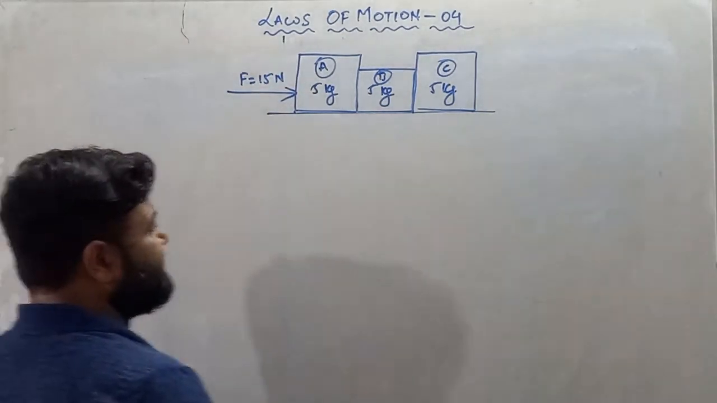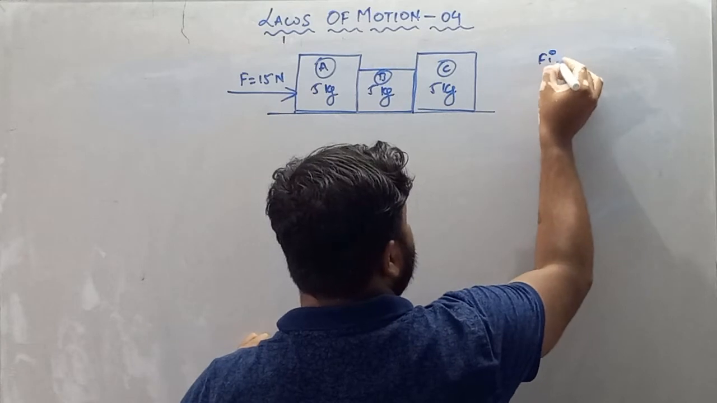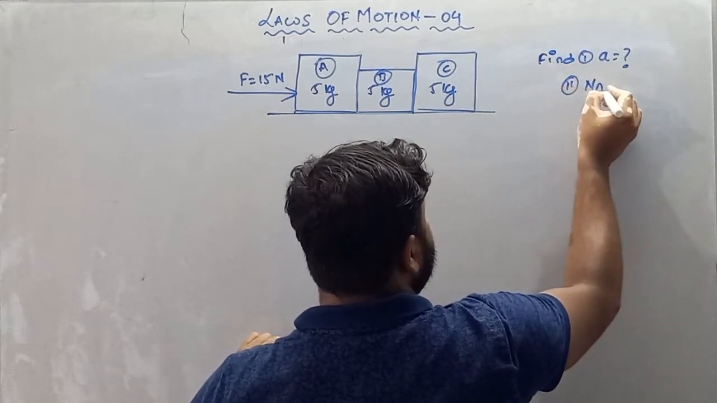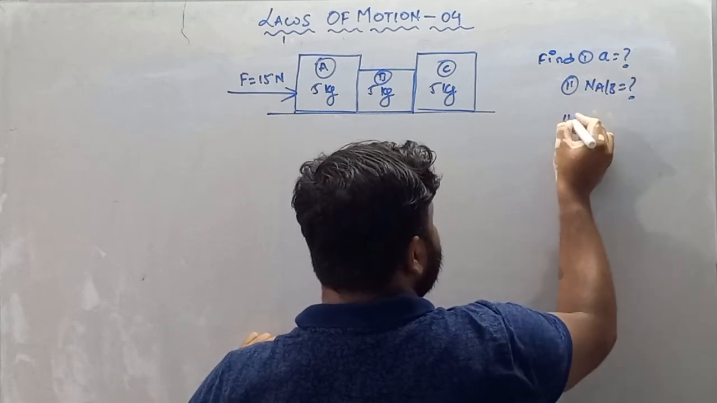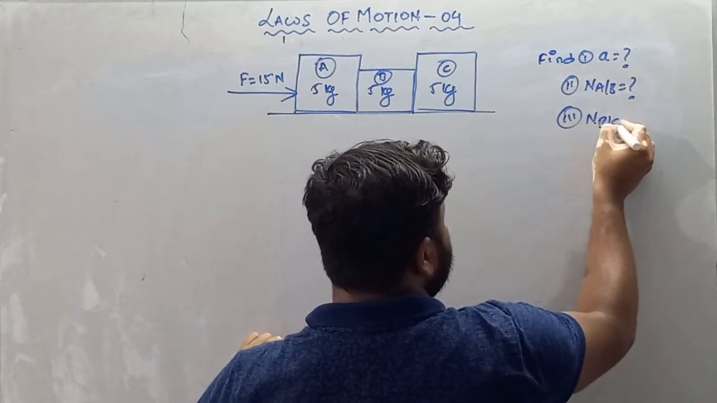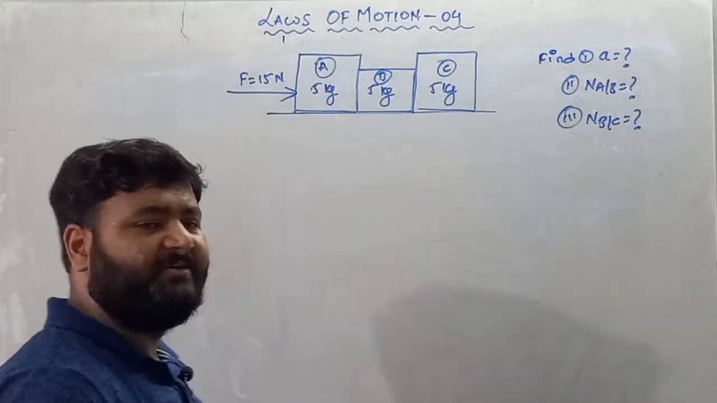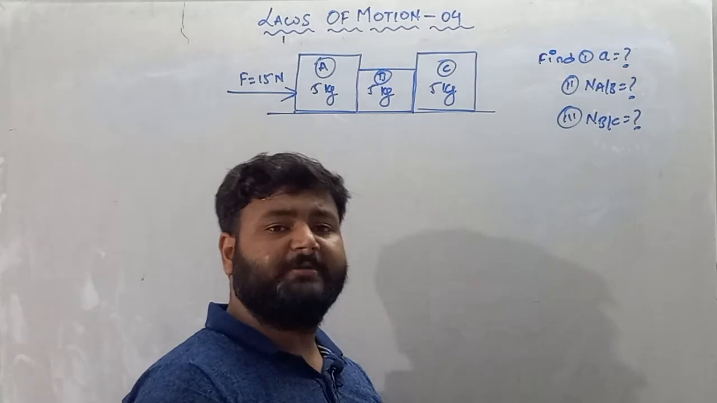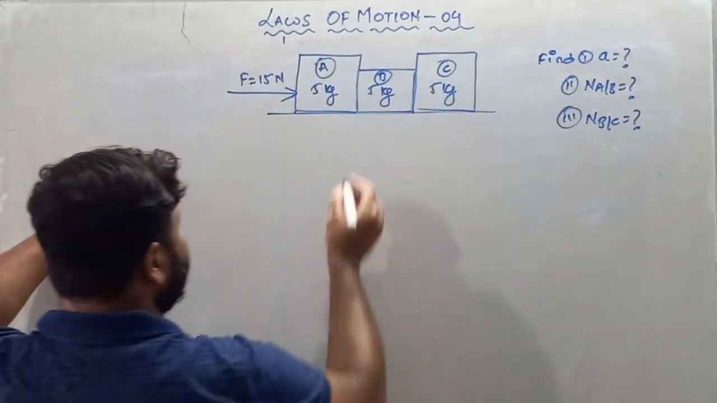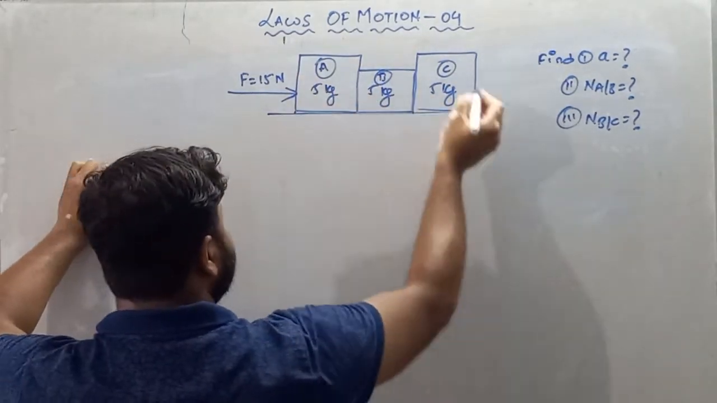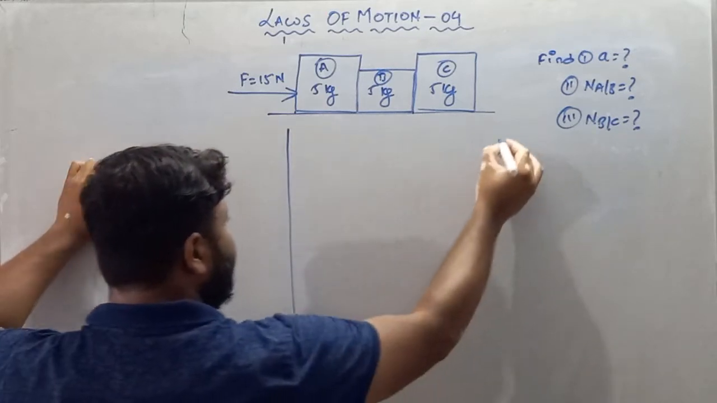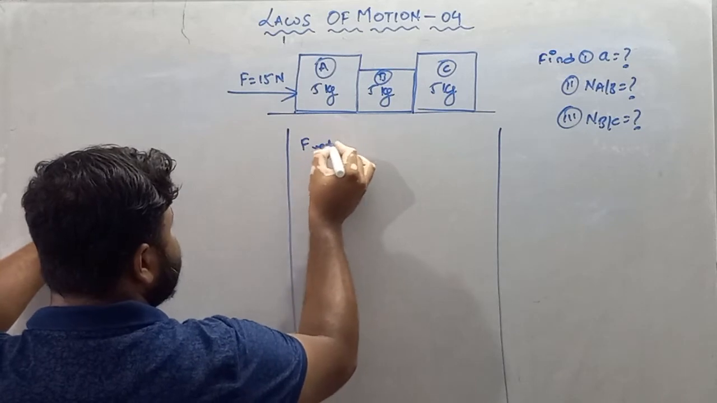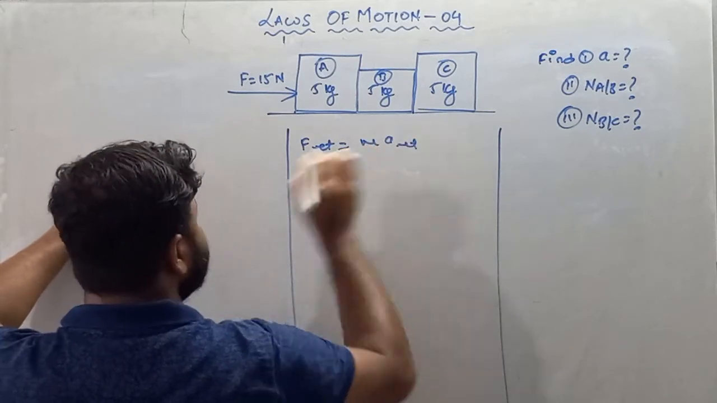In the question they are saying: find, first part, the acceleration of the system; second part, the normal on A due to B; and third part, the normal on B due to C. So first we find acceleration, second normal on A due to B, and third normal on B due to C. Let's find acceleration. There is a universal method for finding acceleration. It is the shortest method.